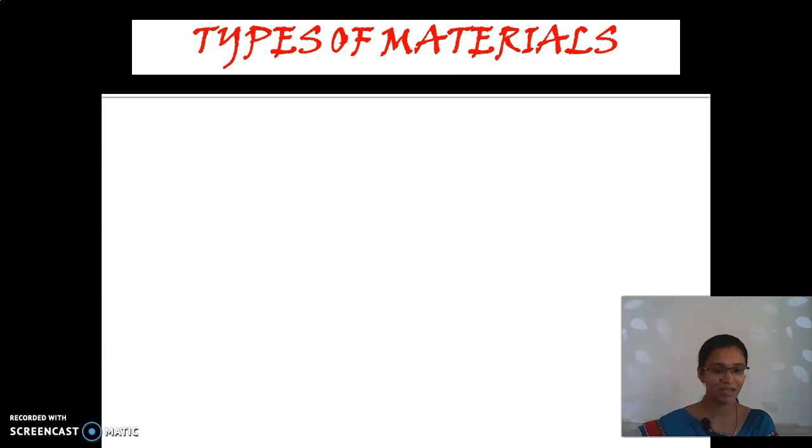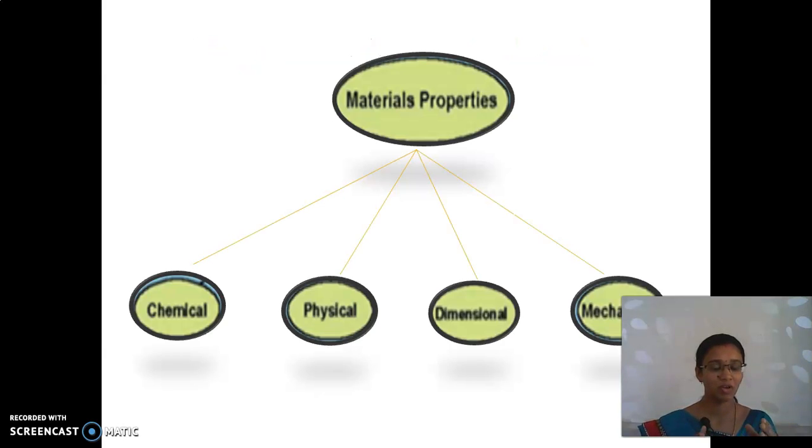It is nothing but how hard it is, and then what is its shape, what it can be used for. And then mechanical properties. Mechanical properties are based on their usage. So these are some of the properties by which the materials can be classified. They are chemical, physical, dimensional and then mechanical.